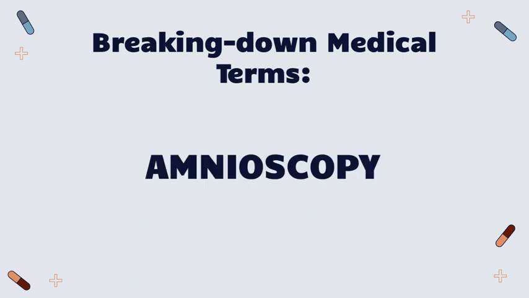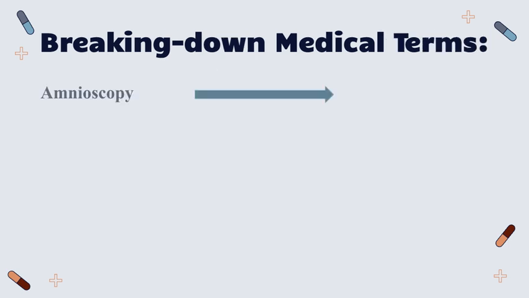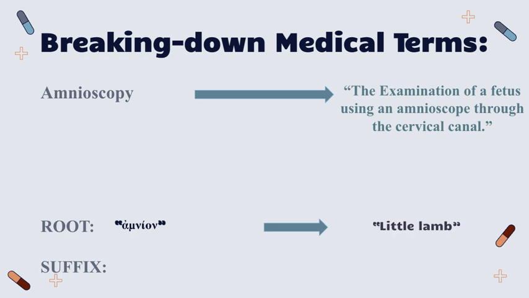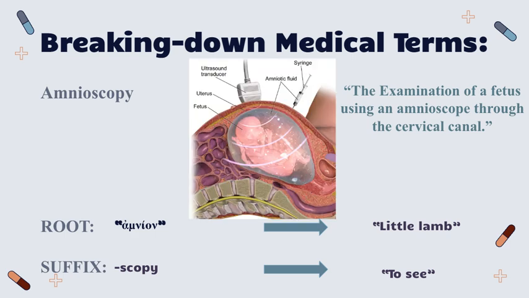The final medical term that we will break down is amnioscopy. Amnioscopy means the examination of a fetus using an amnioscope through the cervical canal. The root of this word is amnion, a Greek term which means little lamb or membrane around the fetus. The suffix is scopy, which means to see. Built back up, the word means to see the little lamb or fetus.